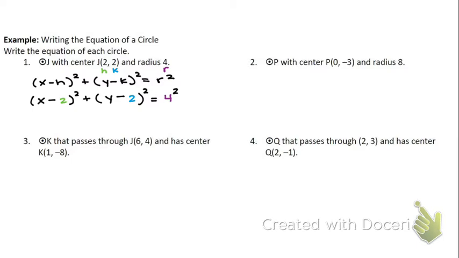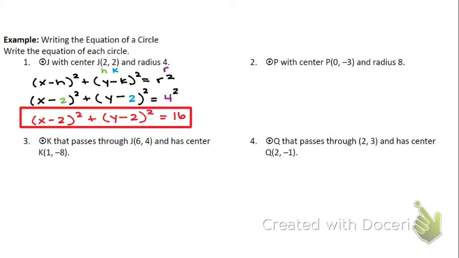There's nothing to do on the left-hand side. I'm just left with x minus 2 squared plus y minus 2 squared equals, I do have to simplify on the right. 4 squared is, of course, 16, and I am done.